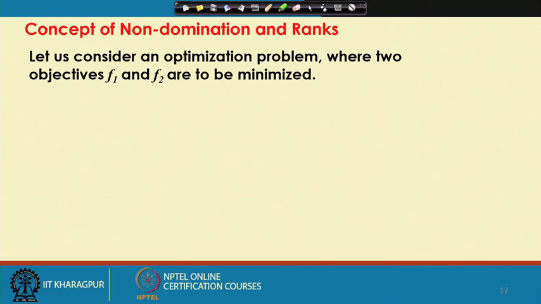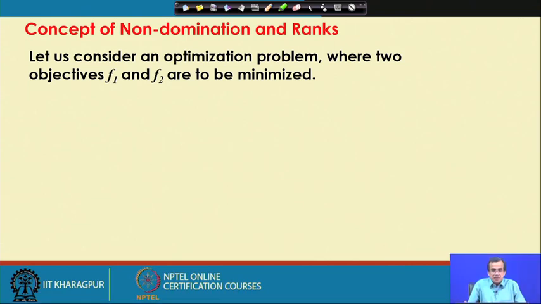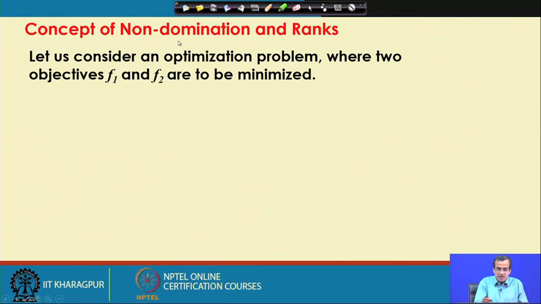Now, I am going to start with some more efficient approaches to tackle the multi-objective optimization problem using the concept of genetic algorithm. Before I go for that, I will have to define a particular term, called the non-dominated solution. Let us see how to define this non-dominated solution. Let us consider an optimization problem having, say, two objectives.